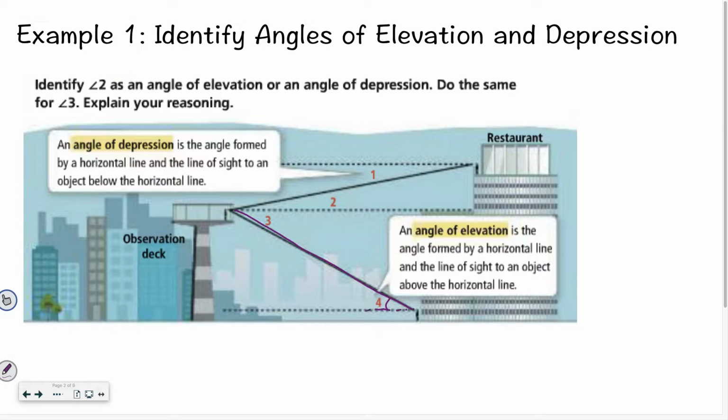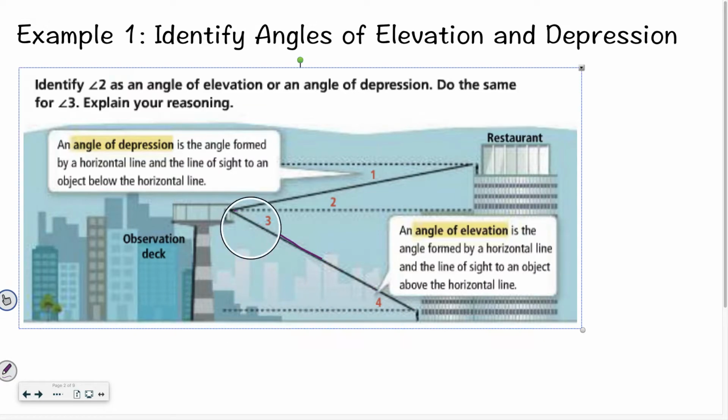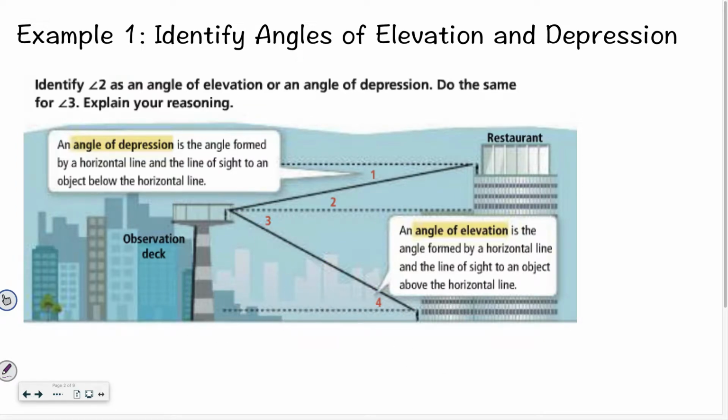Again, you have the invisible line. Usually for angle of elevation, it's the ground, whatever you're standing on is a way to think of it. So angle of depression, looking down. Angle of elevation, looking up. The directions say identify angle 2 as an angle of elevation or an angle of depression. Do the same for angle 3 and explain your reasoning.